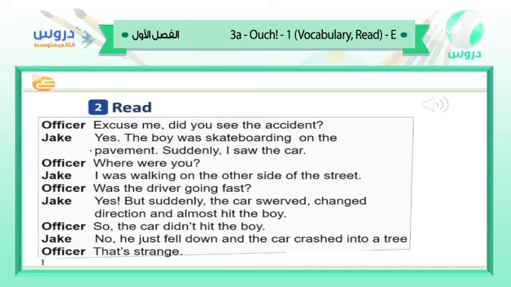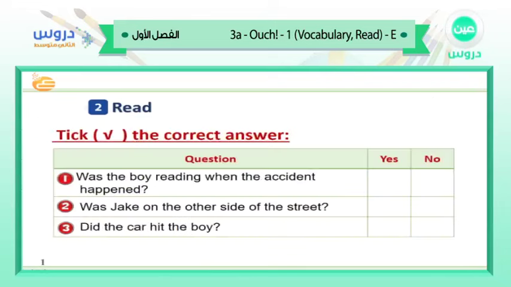Okay, this is the next eyewitness. I hope you are taking notes now because we have questions. We want to know what happened in this accident. Okay, let's go to the questions. Question number one: was the boy reading when the accident happened? Was he reading? Number two, was Jake on the other side of the street? Number three, did the car hit the boy?